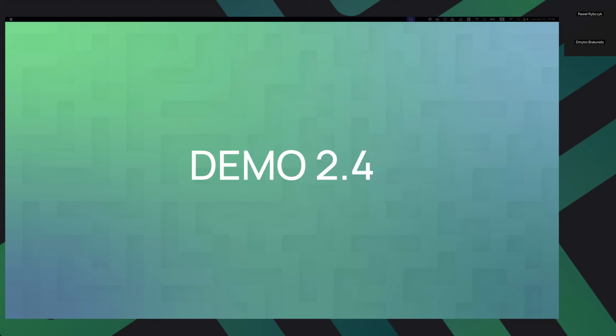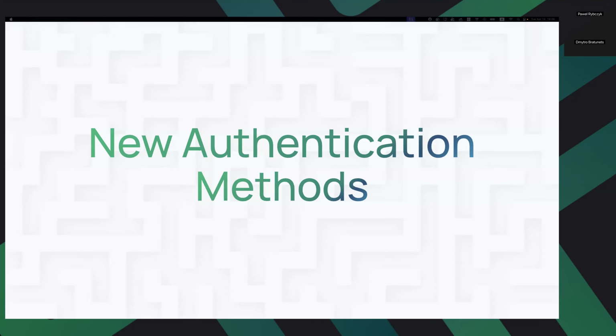And so let's start a live demonstration of the new features of the 2.4 release. To start off, this release introduces new ways to authenticate with the Labyrinth web UI. We have added single sign-on using Microsoft Entra ID as the identity provider, as well as LDAPs authentication for Active Directory environments.